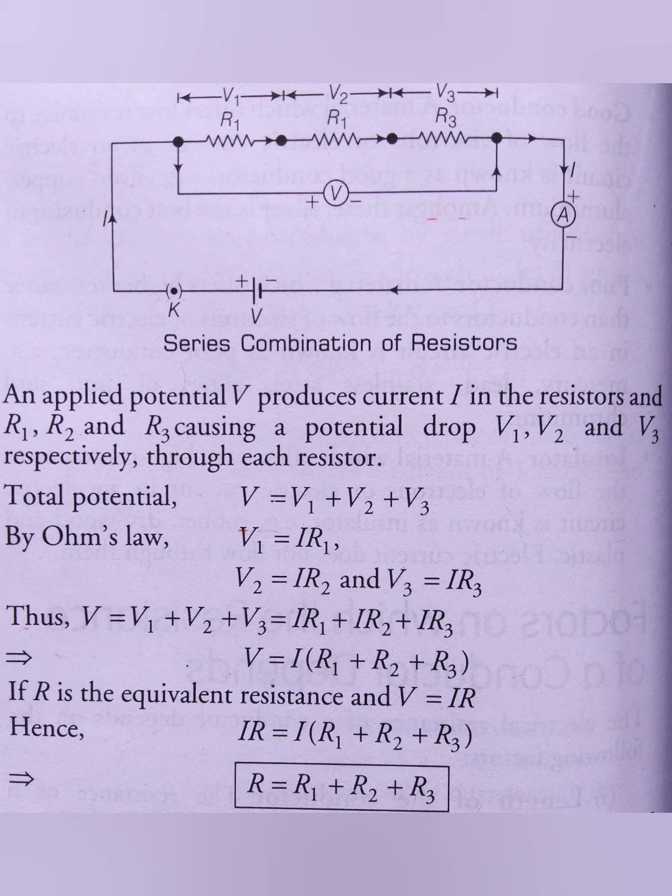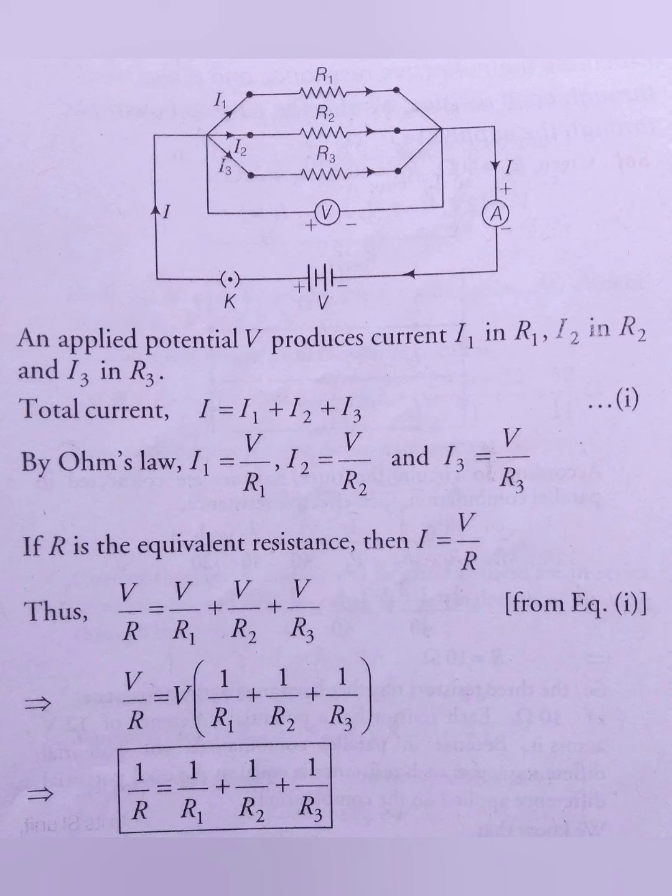The effective resistance of three resistors R1, R2 and R3 connected in series is capital R, that is equal to R1 plus R2 plus R3. Now let us consider the derivation of effective resistance of parallel combination of resistors.